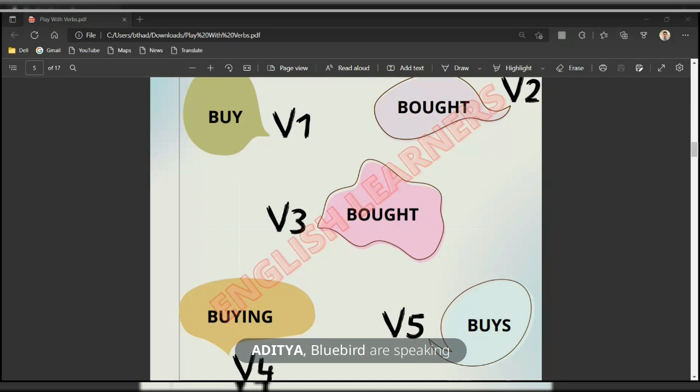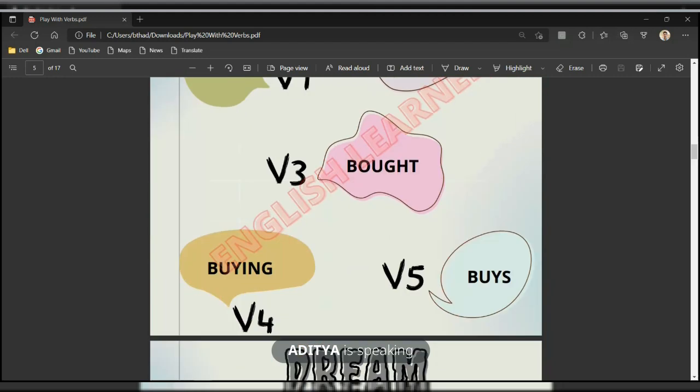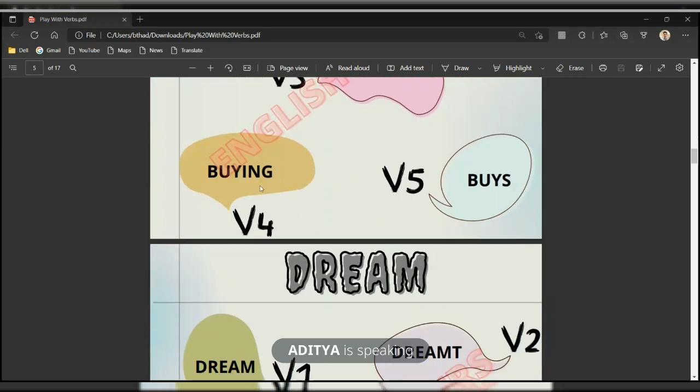What do you mean? Should I use it in present perfect tense or past indefinite tense? No, you can't use it in past indefinite tense by using have or had. That is different. Past indefinite tense is different. There you will use verb second form instead of second or third form. Got it? Yeah. So buying, very simple.